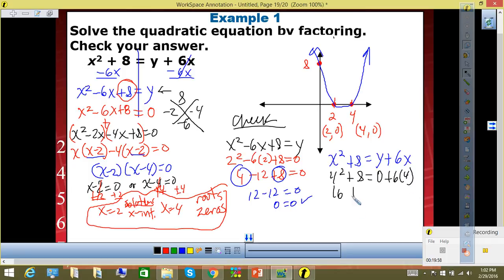So 4 squared is 16 plus 8. 0 plus 24. 16 plus 8 is 24. Is 24 equal to 24? Yep. Okay, we do 2 checks. Everybody say thank you, Edgar.